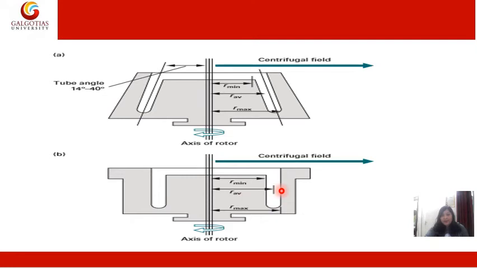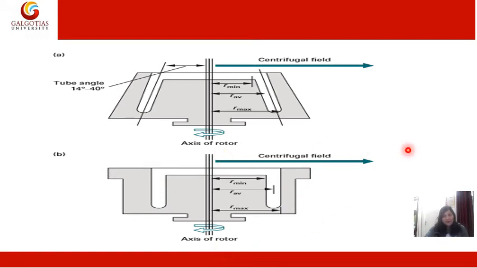So here the calculation of R minimum and R maximum will take place differently. The R minimum will be the distance of this wall of the sample tube from the axis of rotation, and the R maximum will be the distance of the far away end of the sample tube from the axis of rotation, and R average is the distance of the axis of sample tube from the axis of rotation.